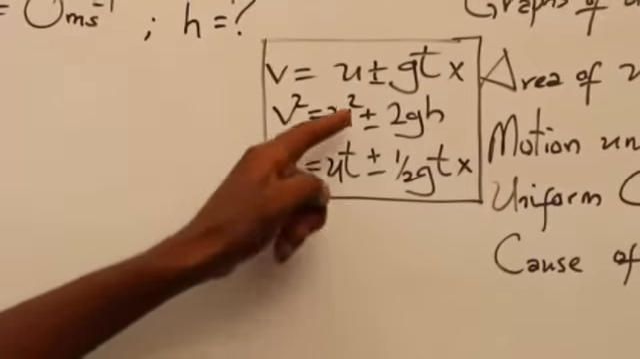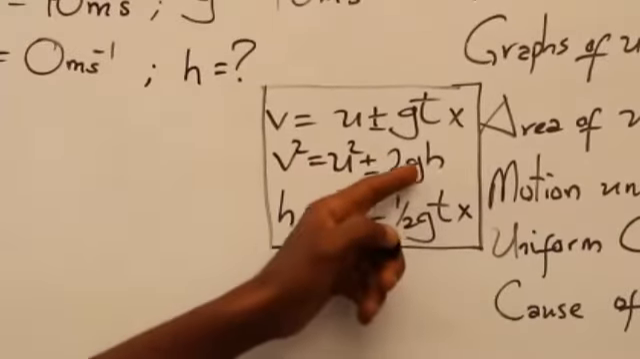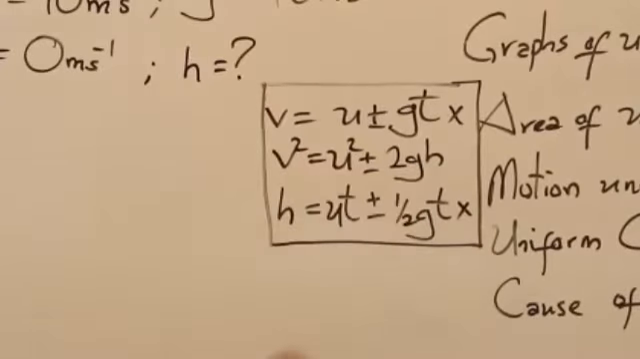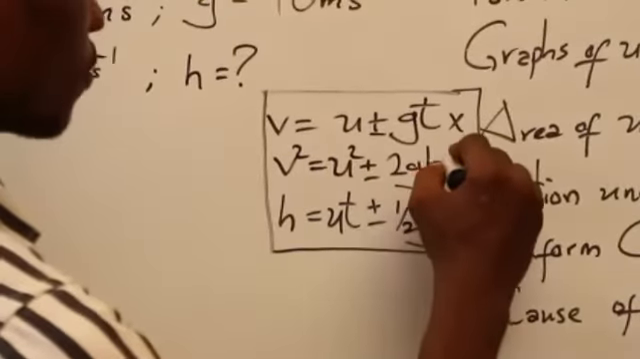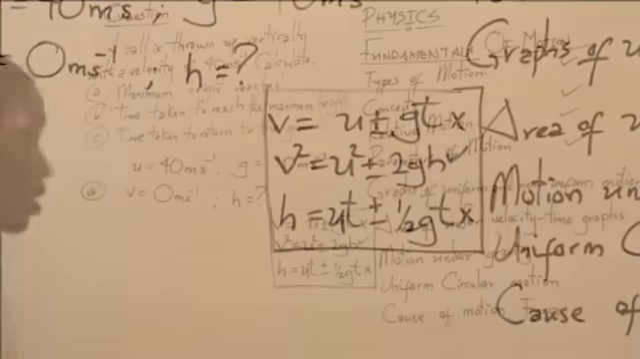That leaves us with the middle one, which has V. We have our V. It has U. We have our U. It has G. We have our G. And our unknown is H. So that's the appropriate formula to use.